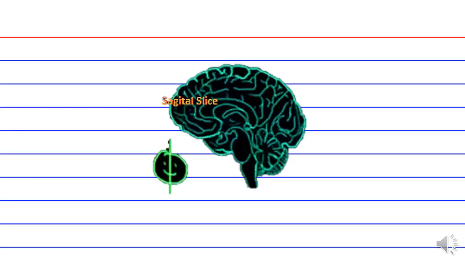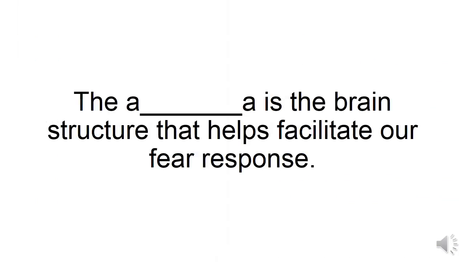All right, moving along. The blank is the brain structure that helps facilitate our fear response. So what brain structure facilitates the fear response? I'll give you a moment to think.